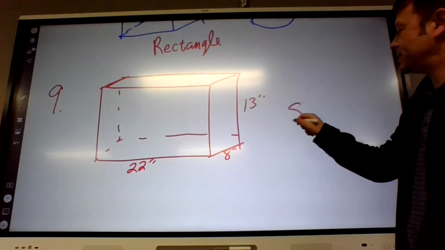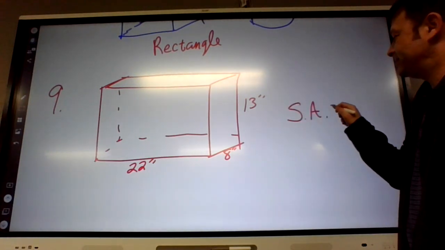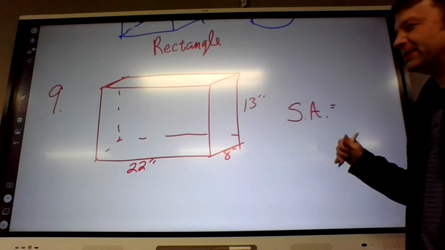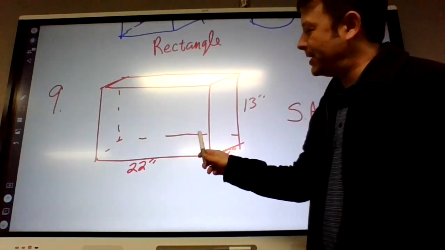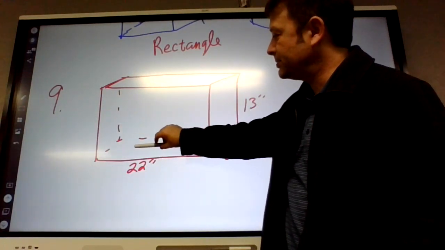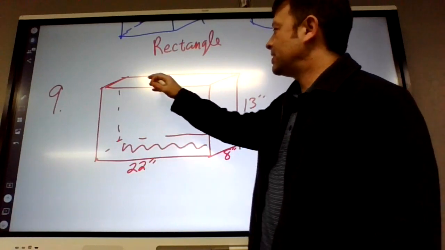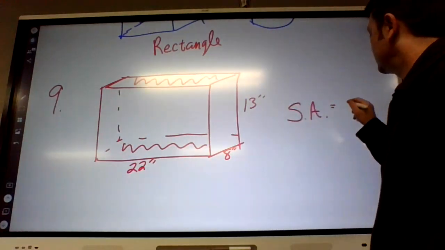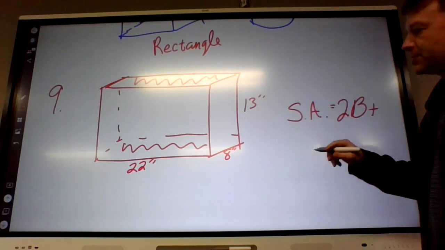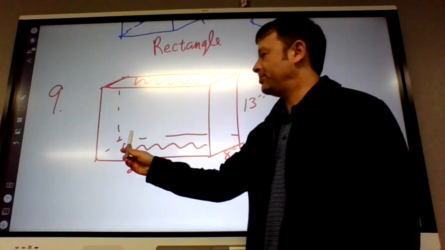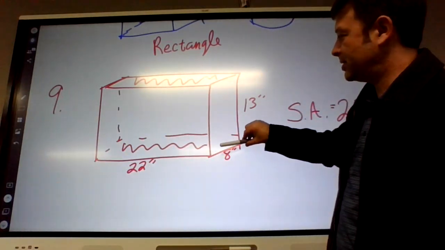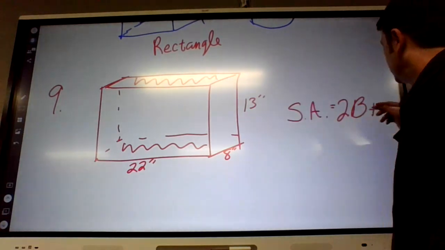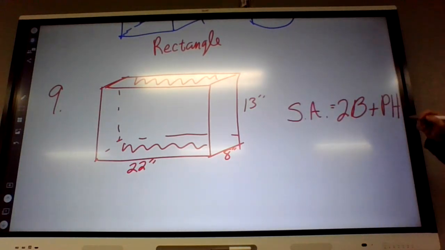Alright, let's start with surface area. You guys think you have any ideas how we did this one? You could just find the area of all 6 rectangles and add them together, but that's not how we did it. We did area of the base times 2 plus, how did we find the lateral area, remember? Perimeter of the base times the height. That's how you find the lateral.